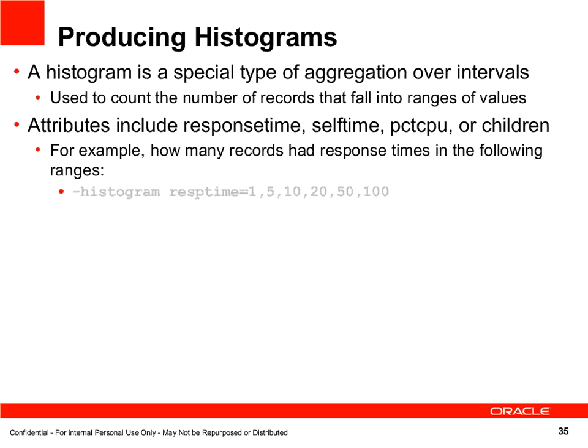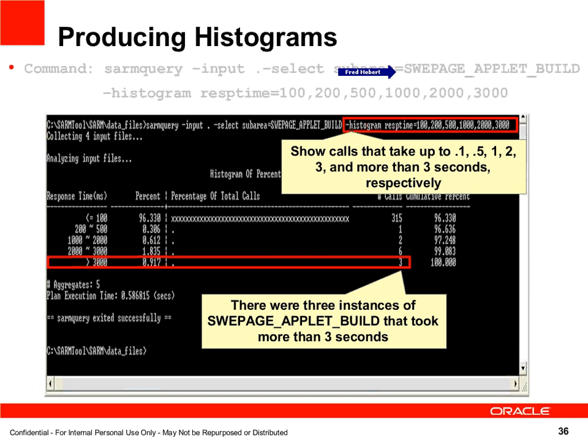And a histogram is an aggregation not by type, but instead over an interval. So I'll say, I want to know from response time or self-time or CPU time, or whatever it might be, I want to do a histogram, and I want you to show me everything that took less than a second, or between 1 and 5 milliseconds, between 5 and 10 milliseconds, between 10 and 20, between 20 and 50, between 50 and 100, between 100 and whatever. If there's nothing after that, then it's anything over 100.